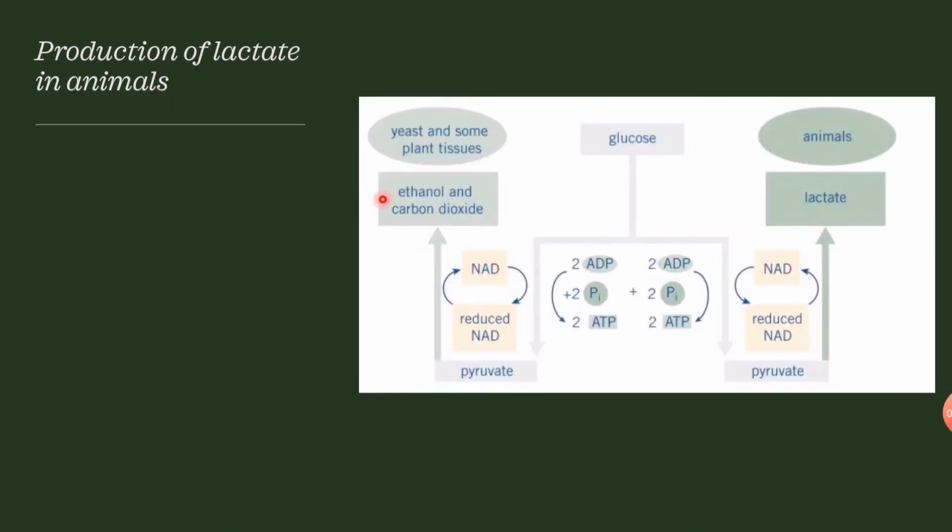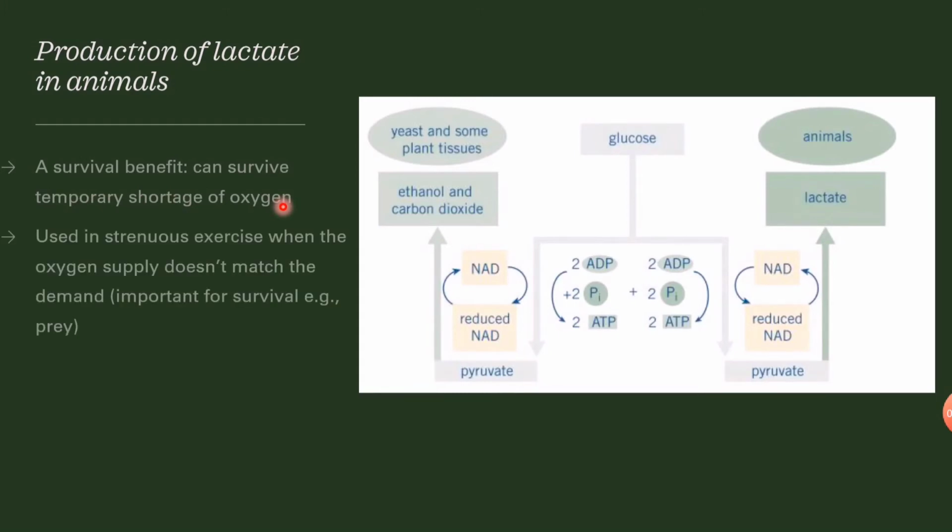First, we're going to have a look at the production of lactate in animals. Anaerobic respiration is a survival benefit, as we can survive temporary shortages of oxygen. This can be used in strenuous exercise, when our oxygen supply doesn't match the demand, and this is important for survival. For example, a prey trying to outrun a predator. It may not have enough oxygen to supply this sprinting, but the body can survive this temporary shortage of oxygen to try to outrun the predator and survive.